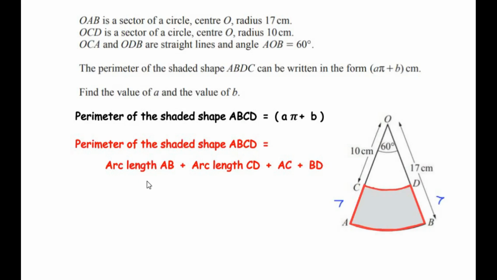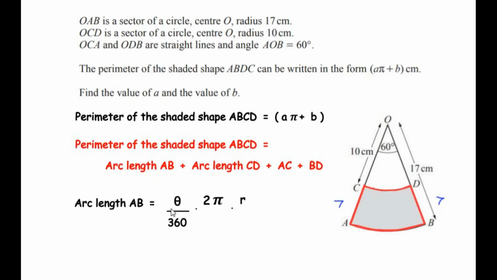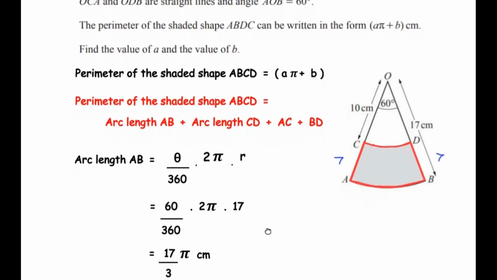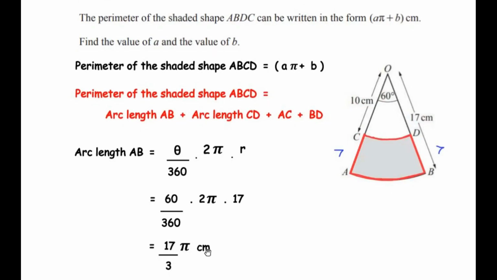Now once we have got the side lengths AC and BD, let us focus on the arc length AB, and we have the formula for arc length as theta over 360 degrees times 2 pi times the radius. Now theta is the central angle of the bigger sector. Now we are looking at the arc length AB, so we are looking at the bigger sector. So the central angle is 60 degrees, that is theta is 60 degrees, and radius of the bigger sector is 17 centimeter. So let us just plug in the values of theta and radius in this given formula. So we have written here 60 over 360 times 2 pi times 17. Now solving this, we get the value of arc length AB as 17 pi over 3 centimeter.